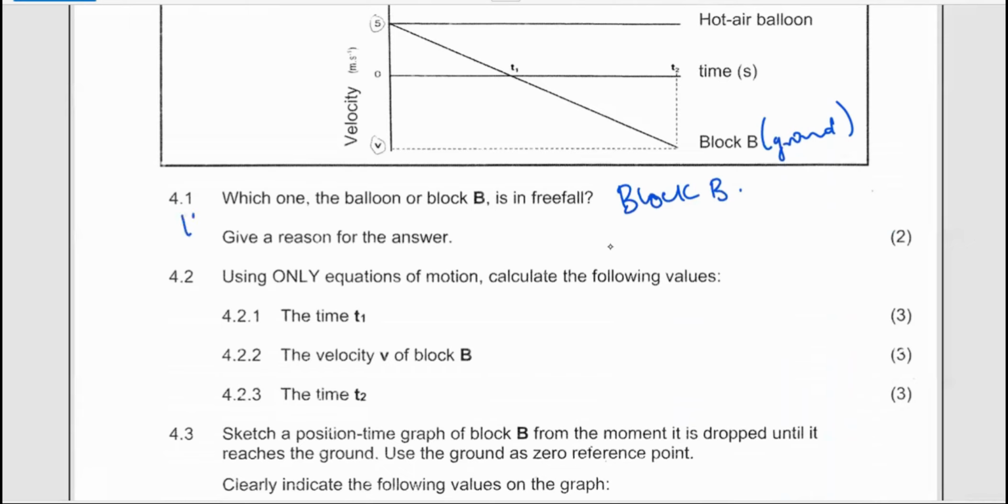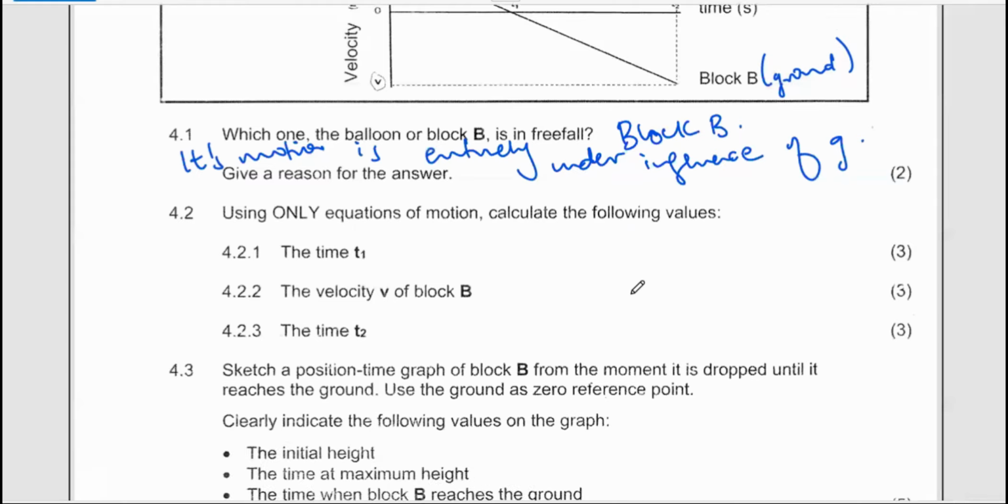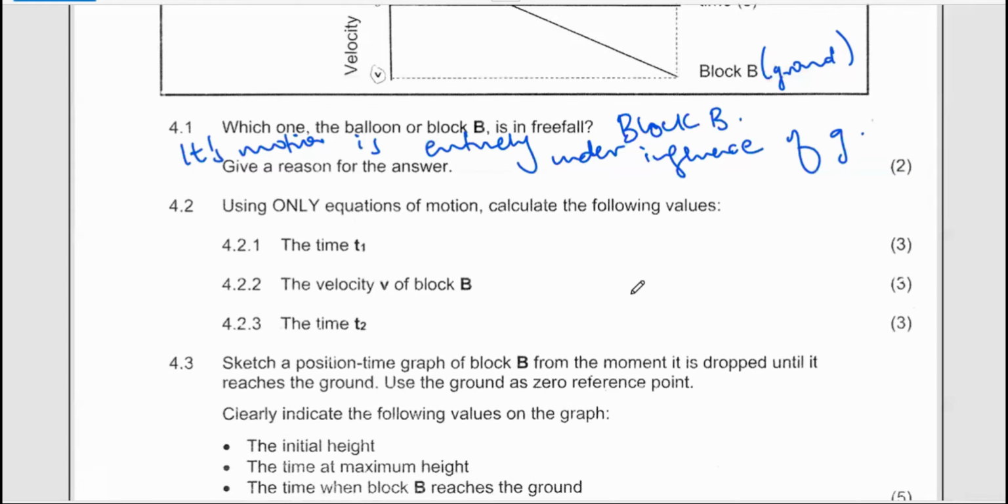We're going to say that its motion is entirely under the influence of G, the acceleration due to gravity only. Then 4.2, can we use only the equations of motion to calculate the following values?